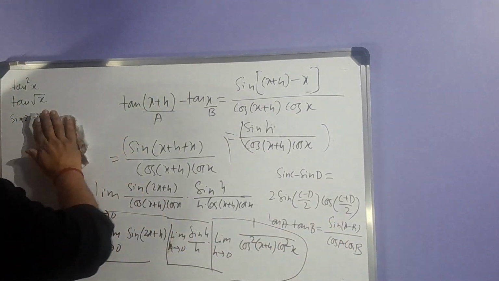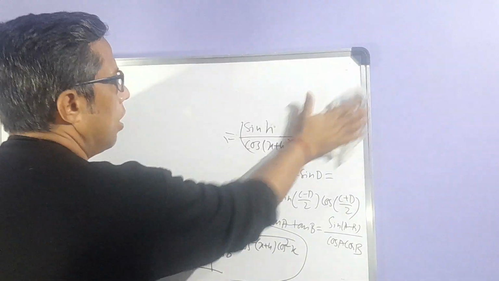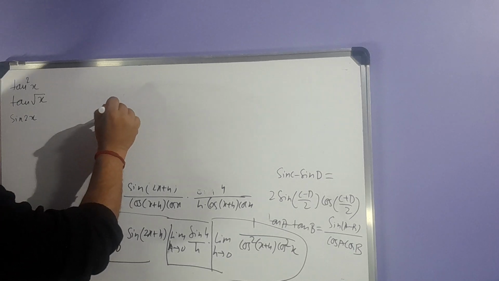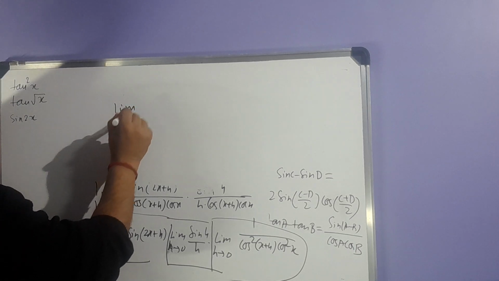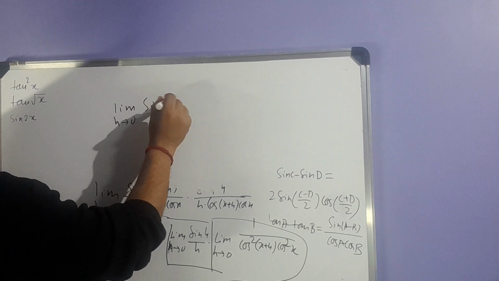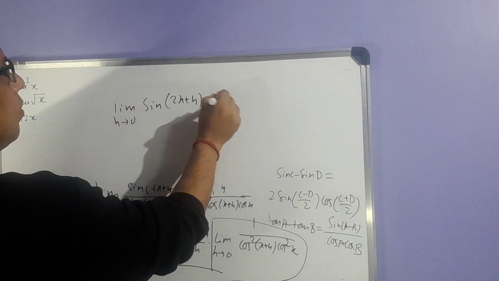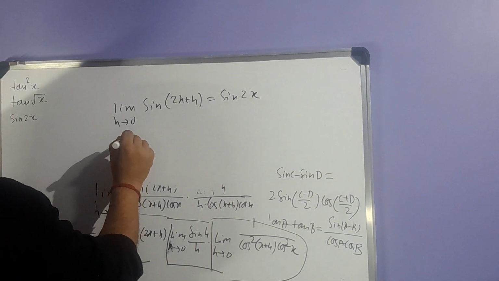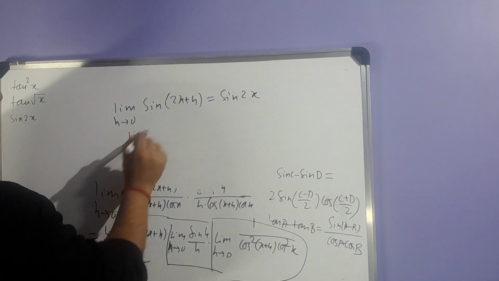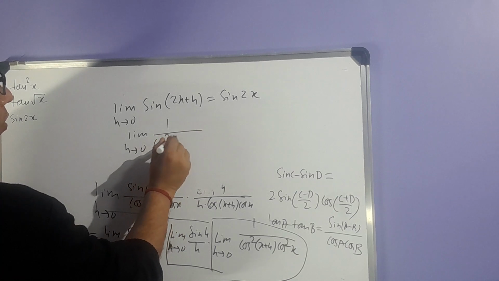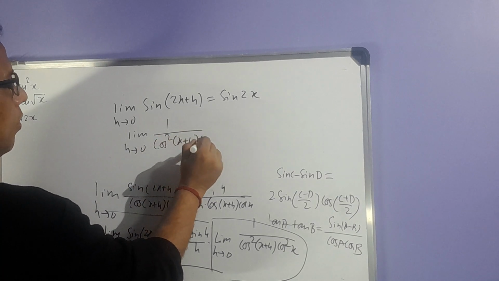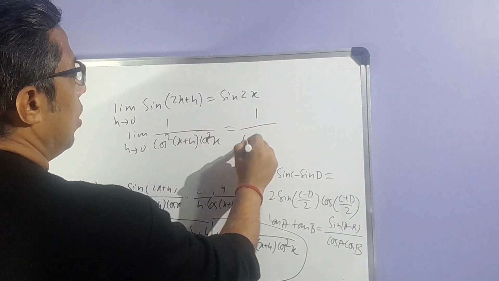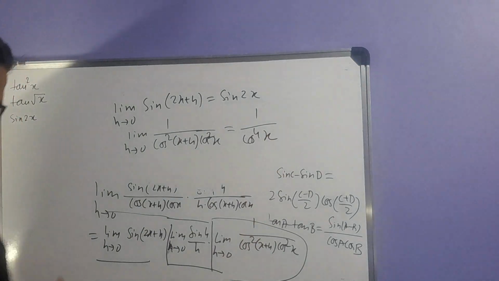Now let's apply the limit directly here. Limit h tends to 0, sine of 2x plus h is equal to sine 2x. Now limit h tends to 0, 1 by cos square x plus h into cos x. This cos square is equal to 1 by cos to the power 4x.